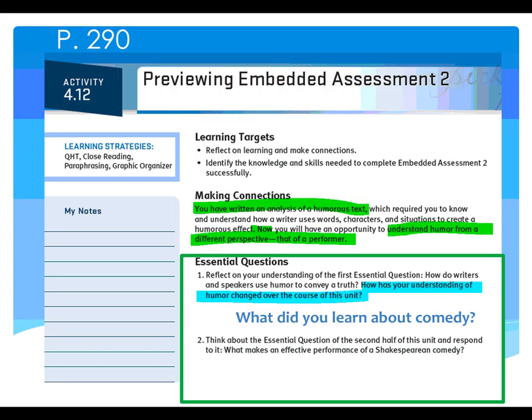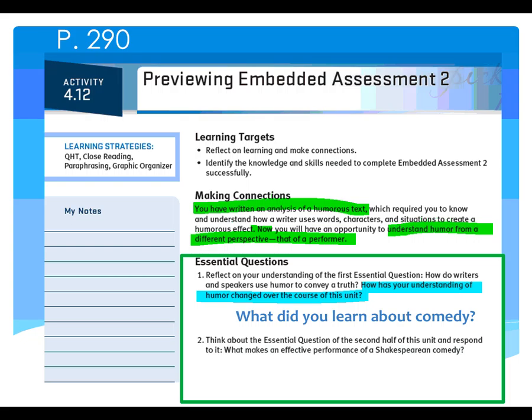Here's the first one. It's essentially a statement as to what we accomplished in the first half of the unit. You folks analyzed humorous text and you wrote about it. Now, the second half of the unit, you folks are sticking with the idea of humor, the elements of humor, high and low comedy, but instead of analyzing it as a writer, you're going to analyze it as a performer, and you're going to perform humor.